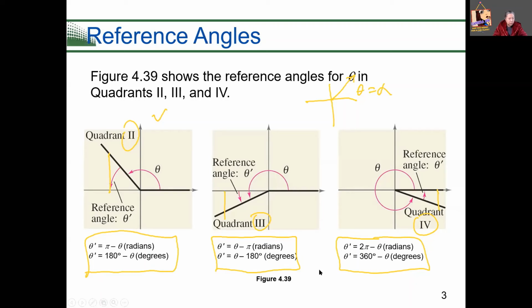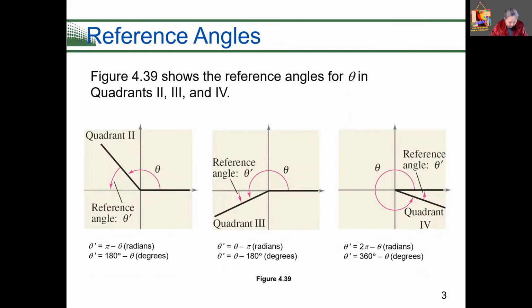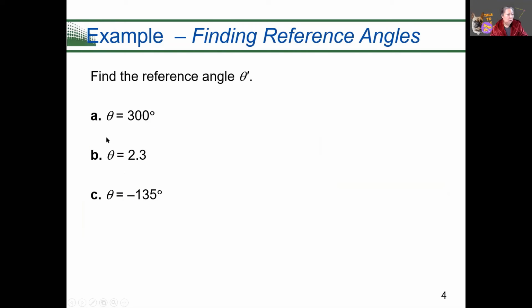Okay, so you can remember these diagrams for each quadrant, and then you can just go from there too. I gave you various ways to remember this. Okay, then let's take a look at the actual examples.